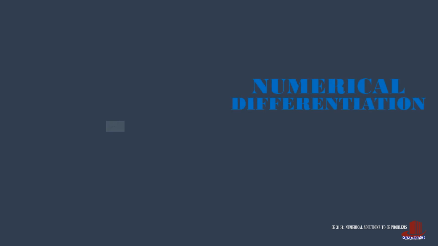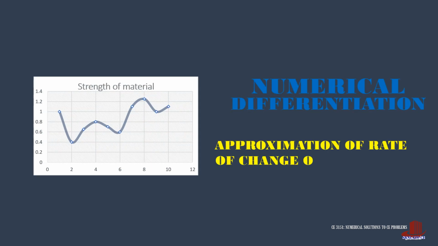On site, what one can procure are data points coming from experiments or observations. How do we differentiate them without any function? Learn it here in Numerical Solutions 2C problems.